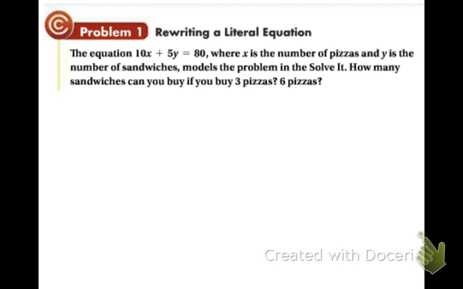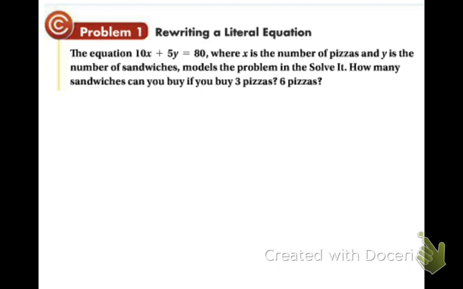The equation of 10x plus 5y is equal to 80, where x is the number of pizzas and y is the number of sandwiches. So in this problem, they're already doing the let statements. They're defining what the variables mean, and they want you to go ahead and solve it. So how many sandwiches can you buy with 3 pizzas and 6 pizzas? Now they're not looking for the solution of the problem quite just yet. They want you to first rewrite the equation. That's the main thing that I'm looking for, especially if I'm grading this.